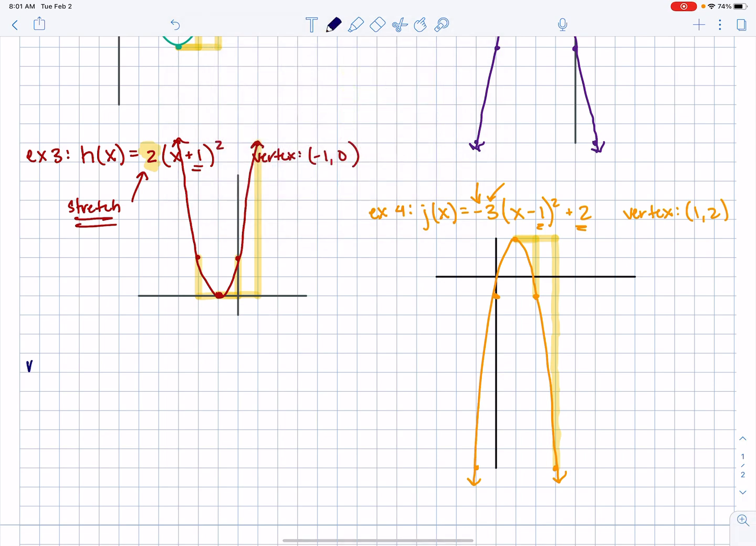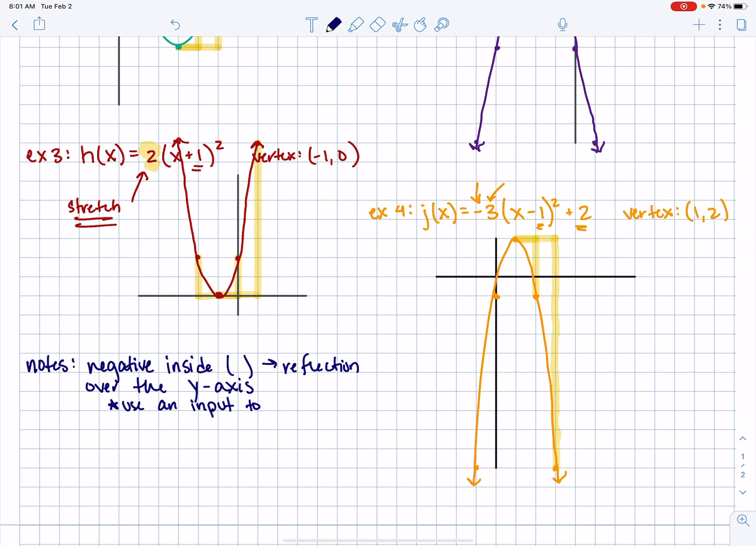All right, so very quickly, I just want a little recap here. Some extra notes that you should add: if you have a negative inside the parentheses, this is a reflection over the y axis, so just keep that in mind. And as a reminder, use an input to check your graph. Plug in a point, make sure it's actually on your graph, and double check that you have everything correctly.